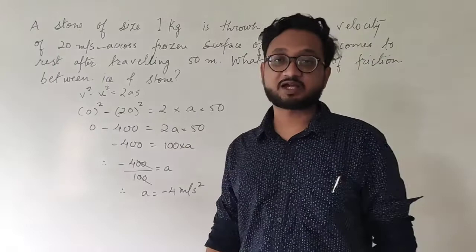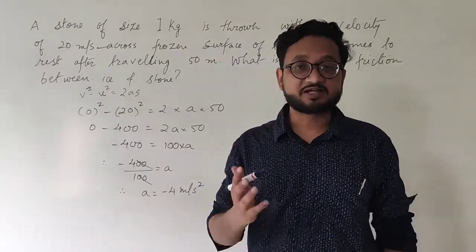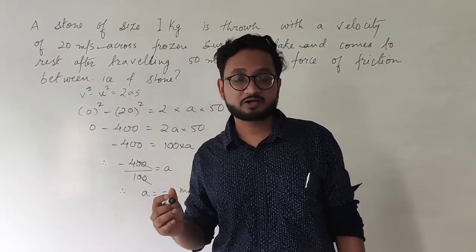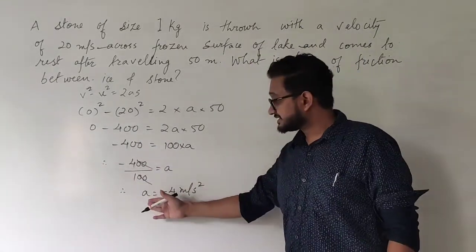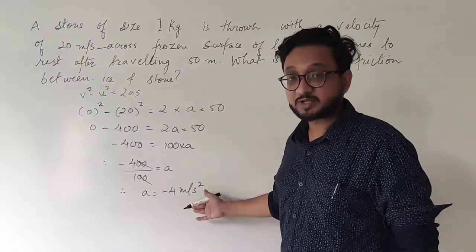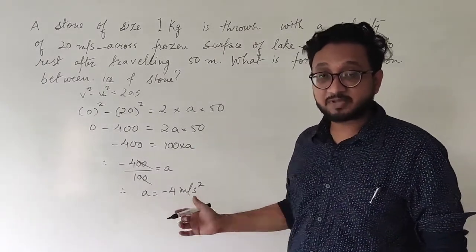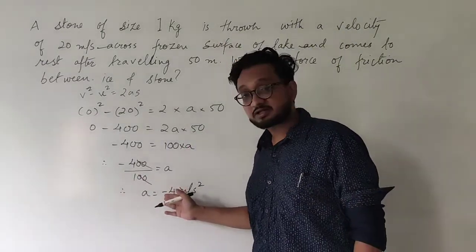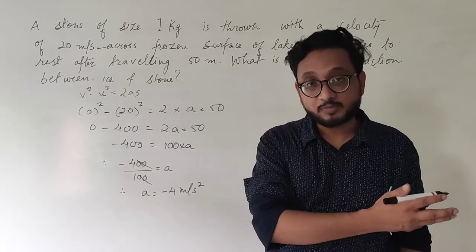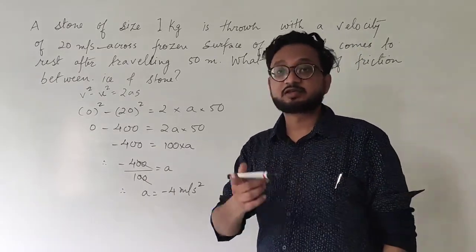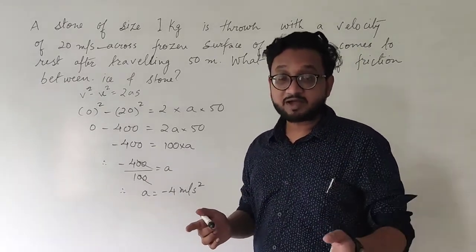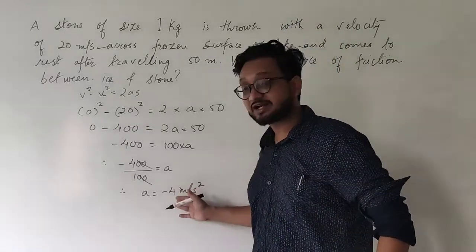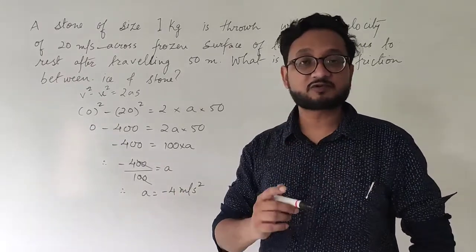Now why the negative sign? Because the velocity is decreasing. This is negative acceleration, or you can say retardation or deceleration. Okay, so this is minus 4 meters per second square, that is your acceleration, and this is happening because of the friction force which is acting in the opposite direction. So negative acceleration is actually the acceleration happening in the opposite direction, because of which the velocity is decreasing. And why is it decreasing? Because the force of friction is acting on it. So basically this negative acceleration is happening because of the force of friction.